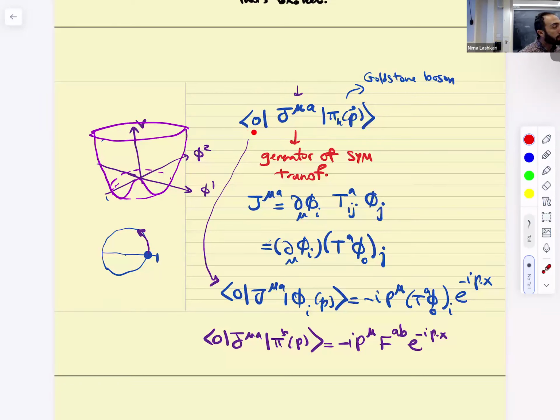You could see that explicitly if you calculate J mu A. This is J mu A. These are generators of the Lie algebra, right? Now on the solution, this is del mu phi A, TA phi 0. Phi 0 is the vacuum. So if I calculate 0 J mu phi I of P, I'm going to end up with this expression. So they mix.